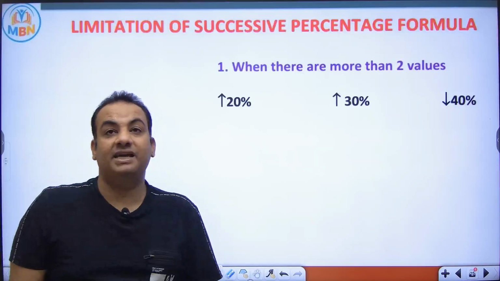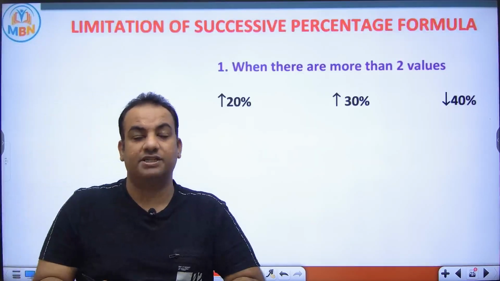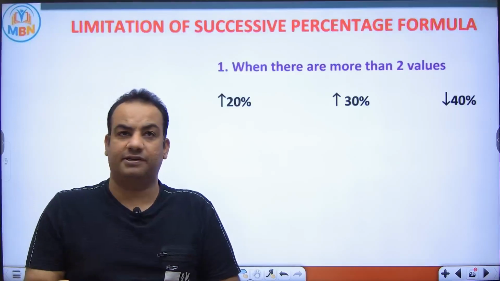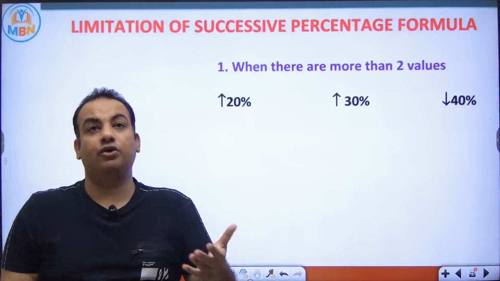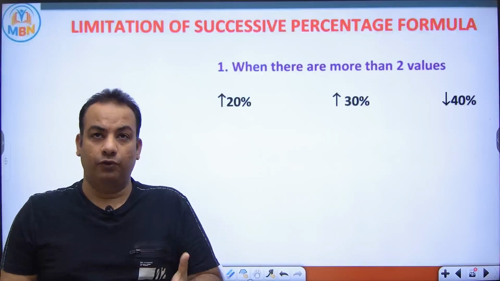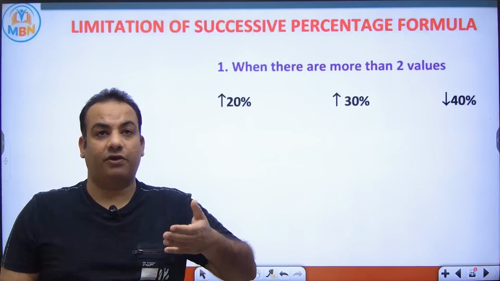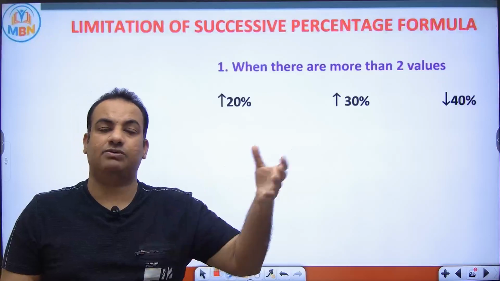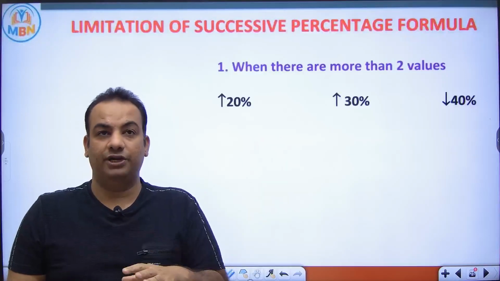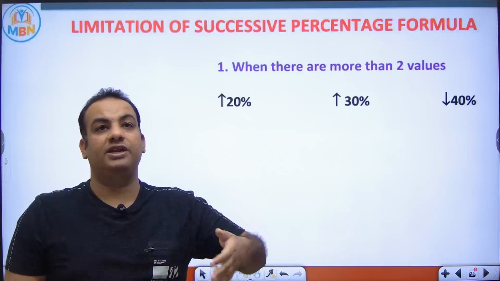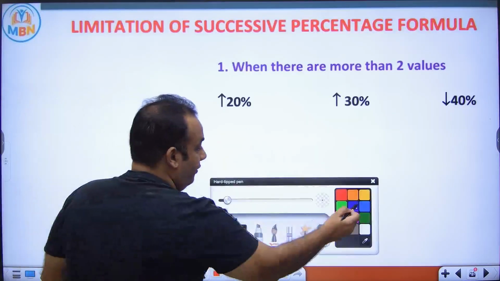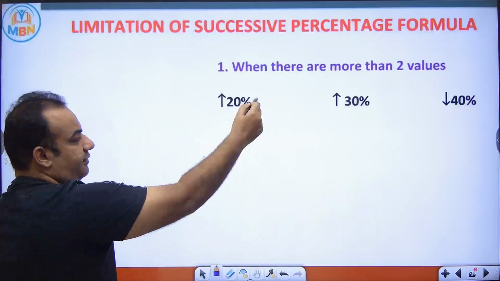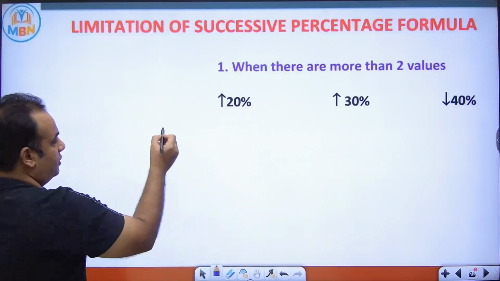Now see this. What are the limitations of successive percentage change? What is the problem with the successive percentage change formula? Now see, if there are more than two values, then what will you do? Because we have the formula for two variables, x plus y plus xy by 100. Now, if there are more than two values, one approach is you can assume 100 and solve. Suppose this is the question, that first there is an increase of 20%, then an increase of 30%, then a decrease of 40%. What will I do?